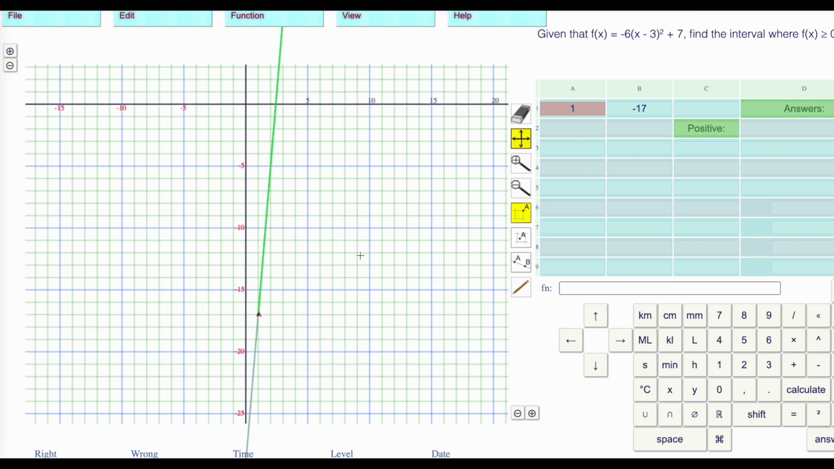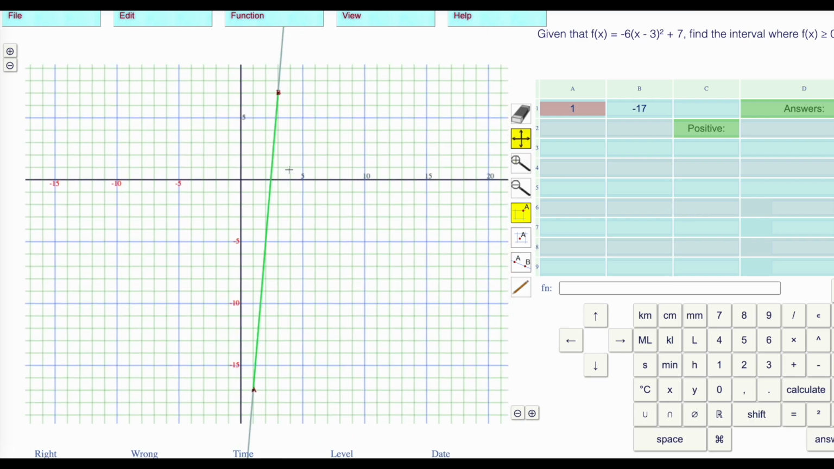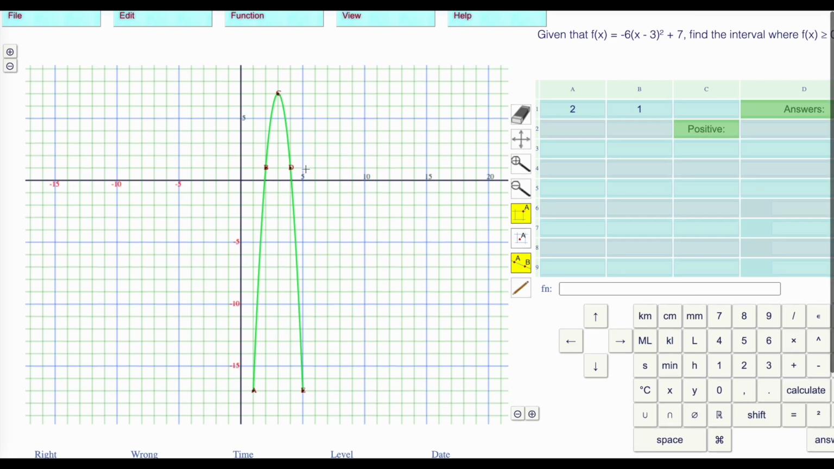Negative 17. That is 2 away from the vertex. So if I go 2 away on the other side, we should also be at negative 17. When x is equal to 5, we get negative 17. When x is equal to 4, we get 1. So (4, 1). When x is equal to 2, we should also get 1. The parabola looks like this.